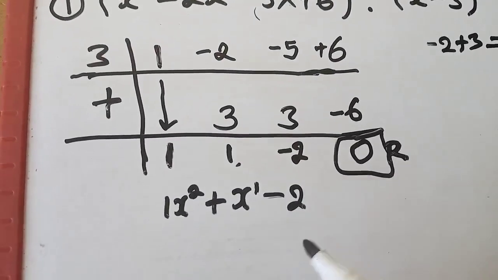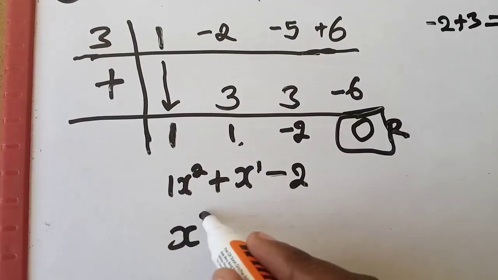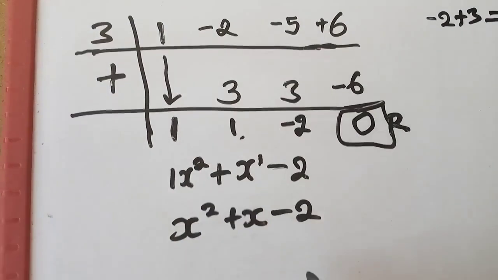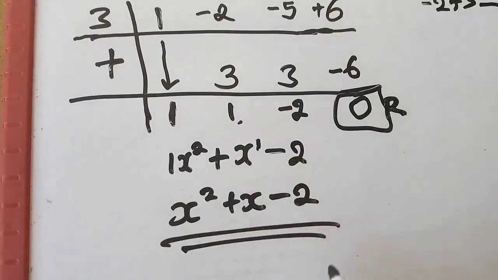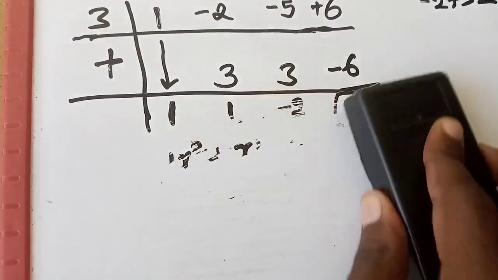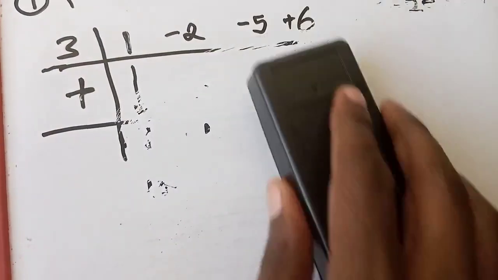So the answer that you're supposed to write here is x squared plus x minus 2. That is the answer to that question. I hope you are following me very well. So let's do another example for more understanding of this topic.